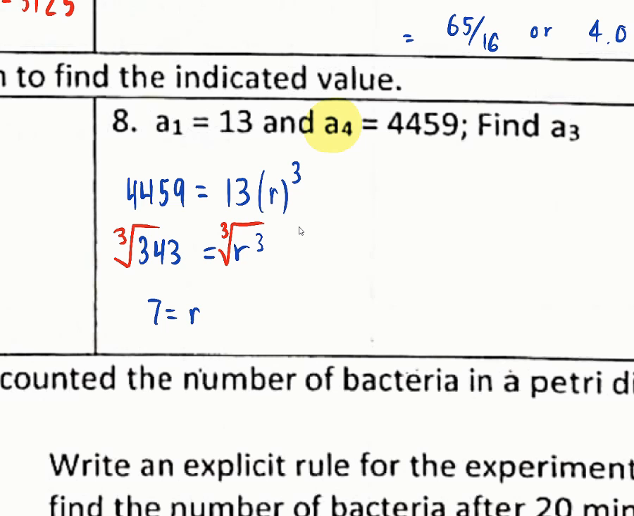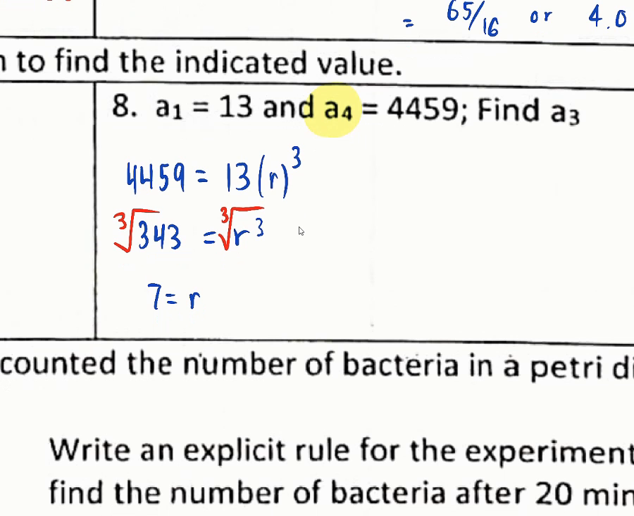Now that's not what they wanted me to find though, was it? Remember, they wanted me to find a sub 3. I had to have r to find it. Why? Because here's my equation. Ready? A sub 3 will equal, what's my formula? A sub 1, what's that? 13. Times my common ratio, which we now know to be 7, raised to what power?